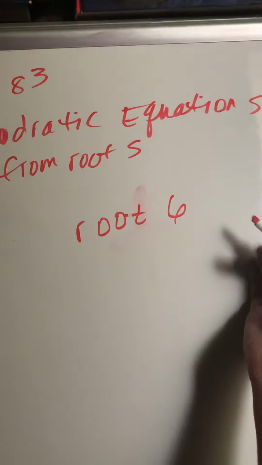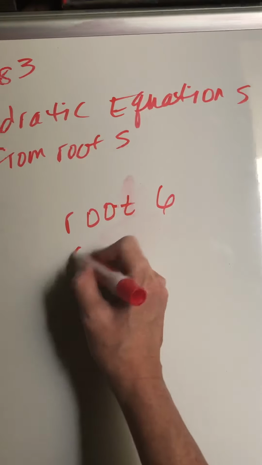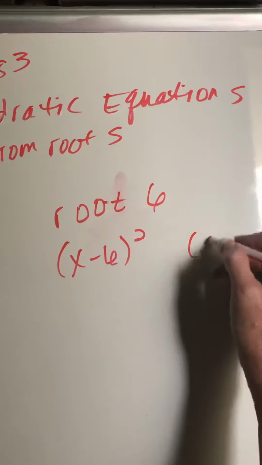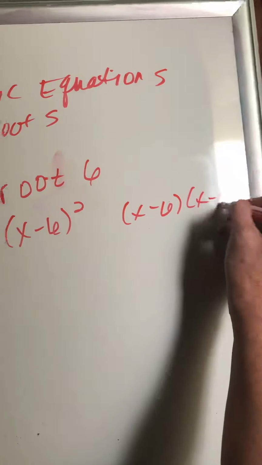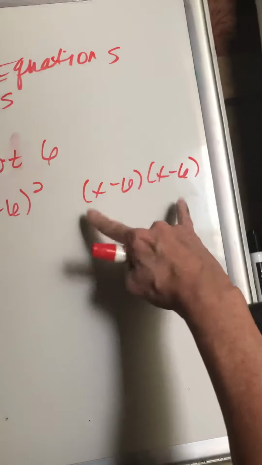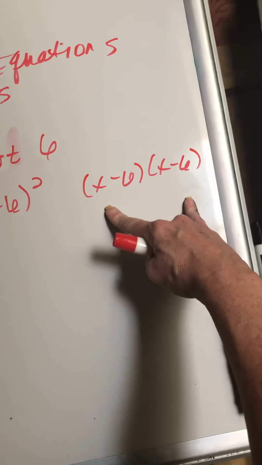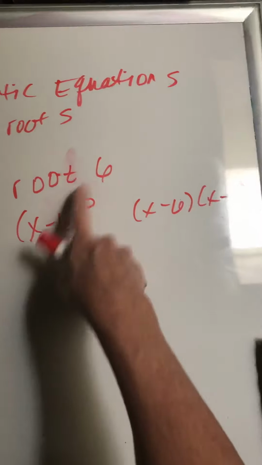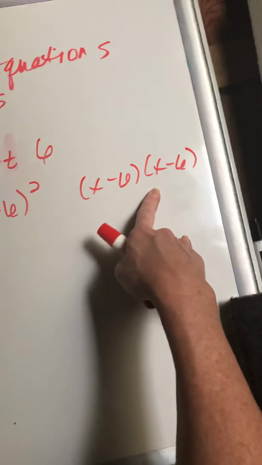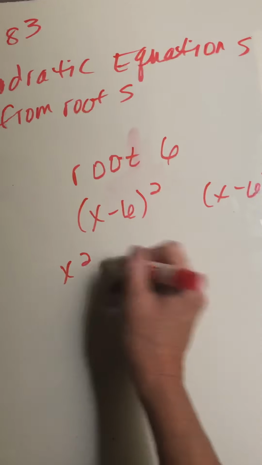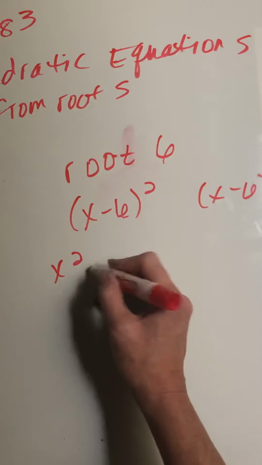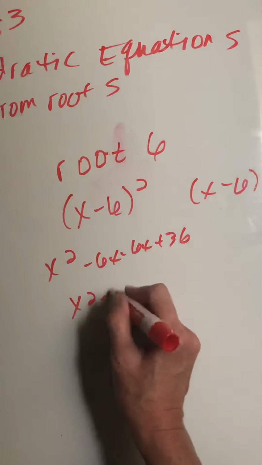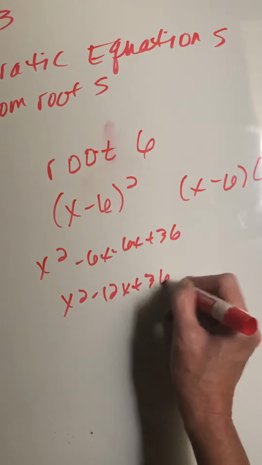One root, the root is 6. So there's a couple of different ways you could do this. You could see this as x minus 6 all squared. It's got a multiplicity of 2. Or you can write out x minus 6, x minus 6, because you have to have a quadratic. So you're going to have an x squared somehow. Okay? So if you're given one root, change the sign, it's squared. Or you can write it out twice and FOIL it. You could use the shortcut x squared minus 6x minus 6x plus 36. So x squared minus 12x plus 36 equals 0.